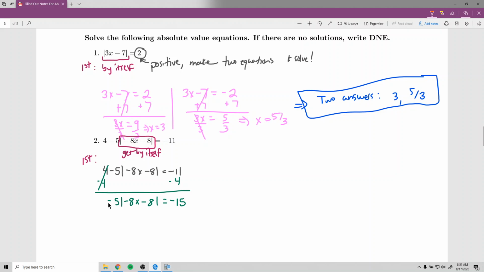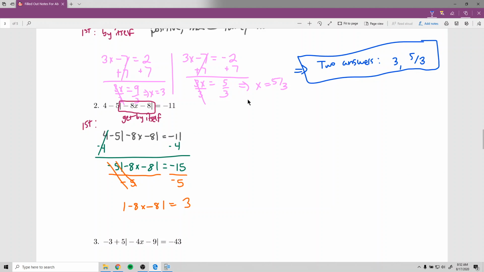And then divide each side by the -5. Imagine if this thing was just x, how would you get x by itself? That's exactly what we're doing. We divide by the -5 and we get x, I already confused myself by thinking it was x. We get the absolute value of -8x minus 8 equals -15 divided by -5 is +3 because the negatives cancel.